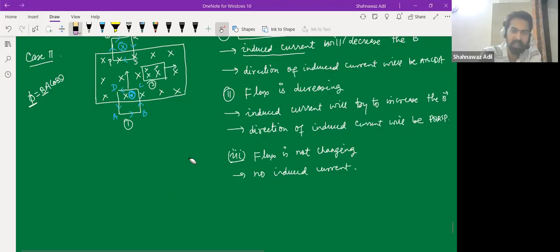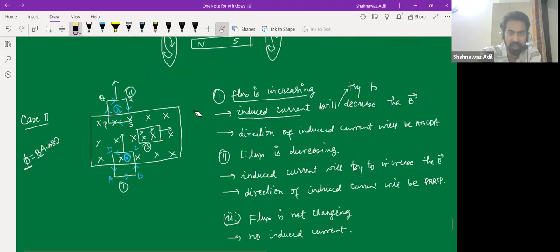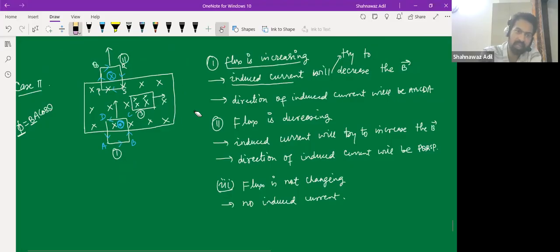So please note it down and then we'll start the new topic. These were the two cases of finding the direction of induced current. In the first case, the magnet was moving. In the second case, the loop is moving.